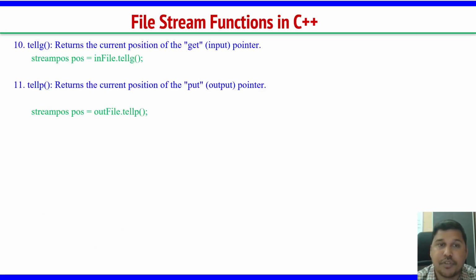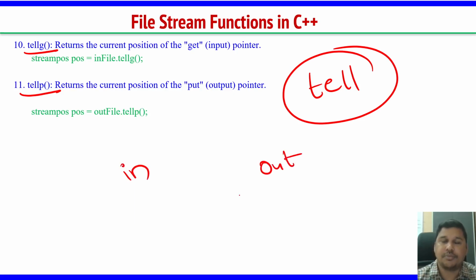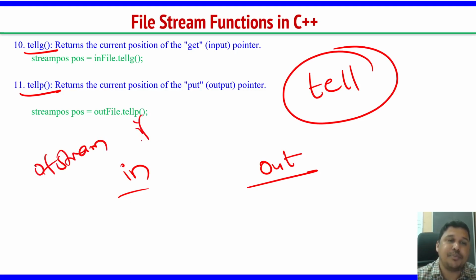In the same way we have tellg and tellp. I already told you this tell function is used to give the information about where the pointer is. There are two pointers, the input pointer and the output pointer. So tellg will tell me where the input pointer is, and tellp will tell me where the output pointer is. Because for files we have two modes, an in mode and an out mode, for which you have to use ofstream and ifstream. So you have two different modes.